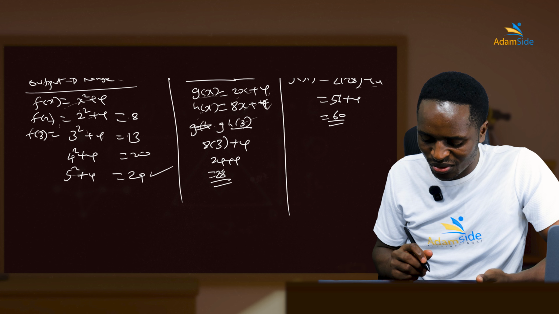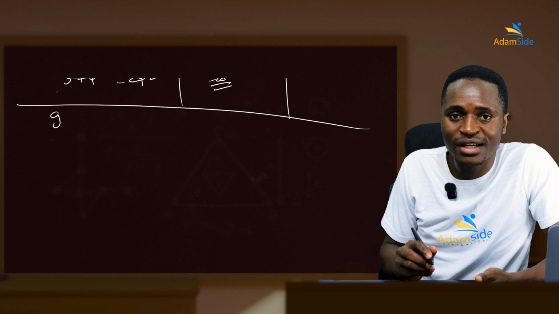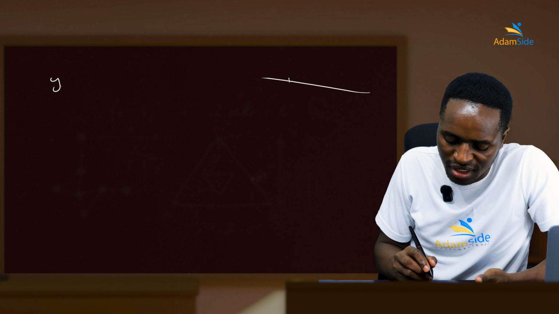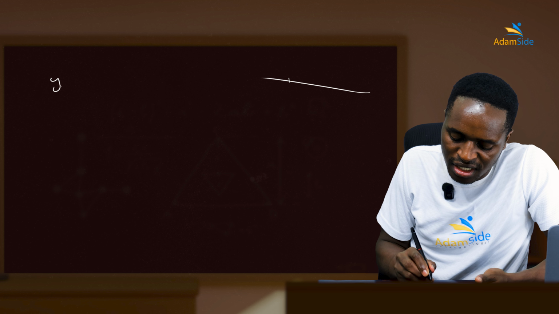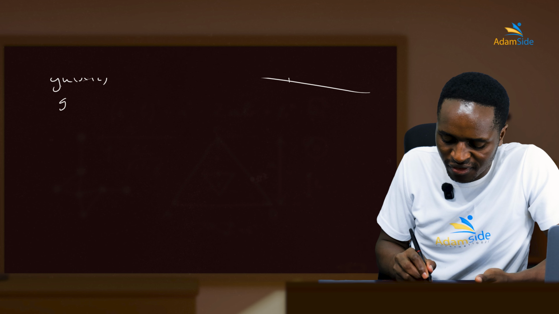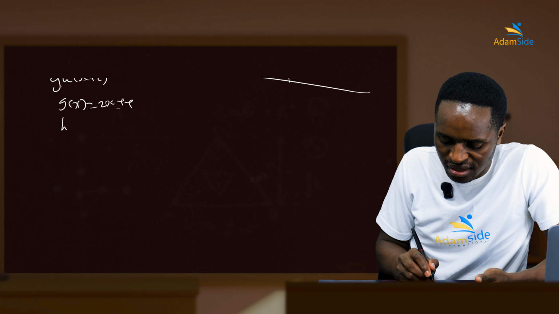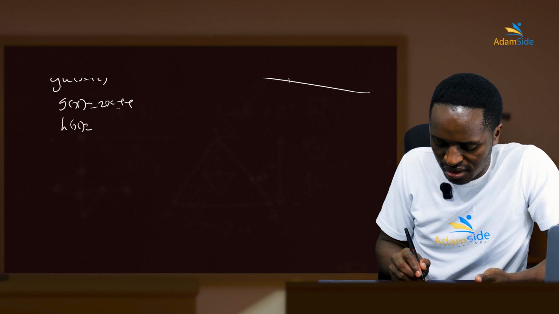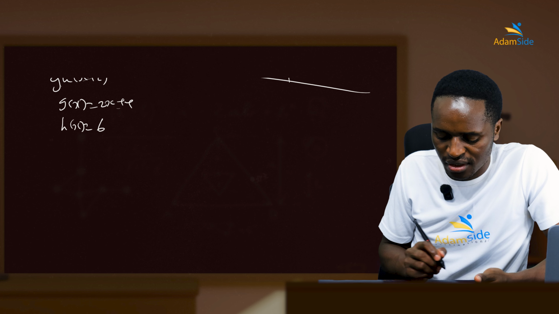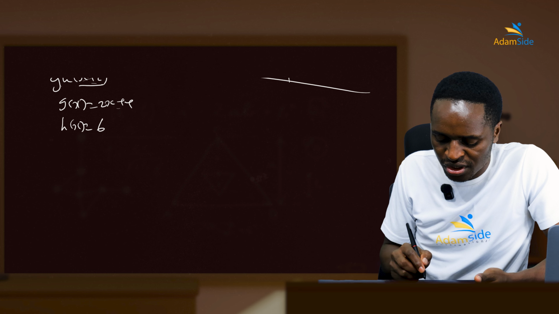Okay, another thing you need to know is sometimes in the composite function, they want you to leave your answer in algebraic form. For example, they say gh of x plus 2, and maybe g of x is 2x plus 4, and h of x is 6. So you have that in an algebraic expression. So you solve that one, then you get your answer.